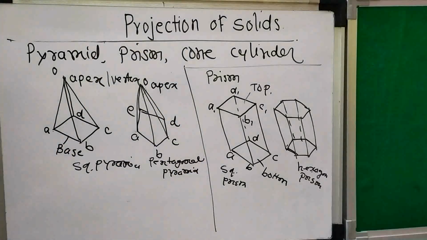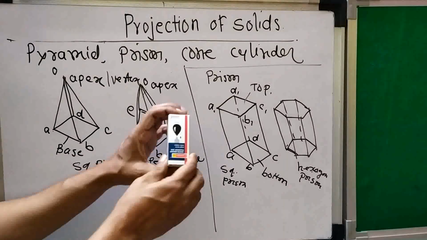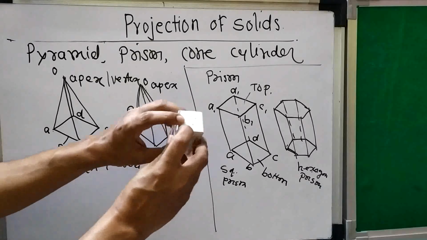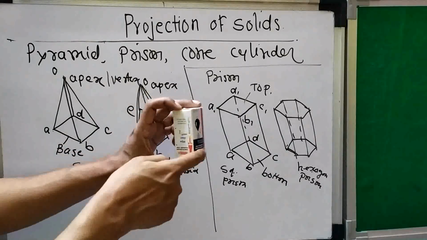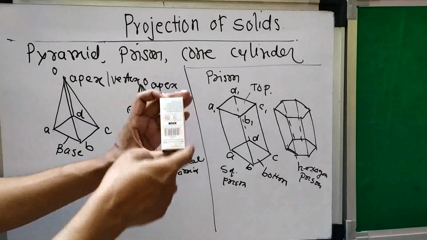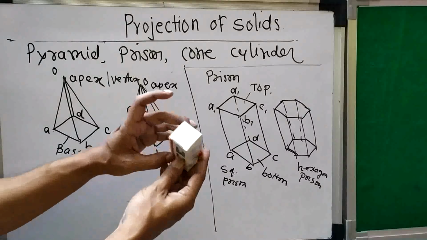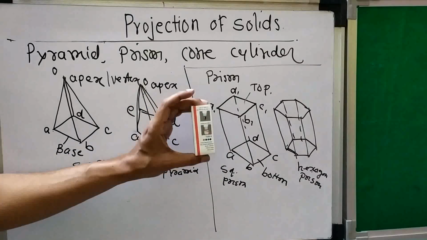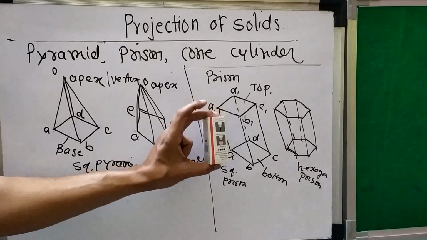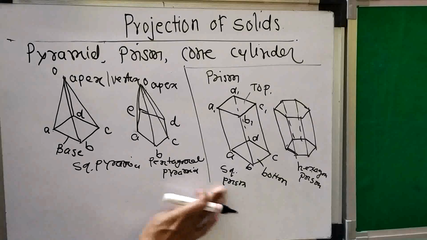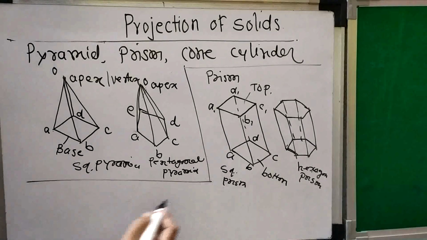This is a pyramid. If you consider a prism, suppose this is a prism. In case of a prism, you have a top face and a bottom face, and they are connected by vertical faces. So there are 4 vertical faces, and as the bottom and top are squares, this will be considered a square prism. Similarly you can have a hexagonal prism also. So these are the examples of the prism and pyramid categories. Then we have another solid which is the cone.